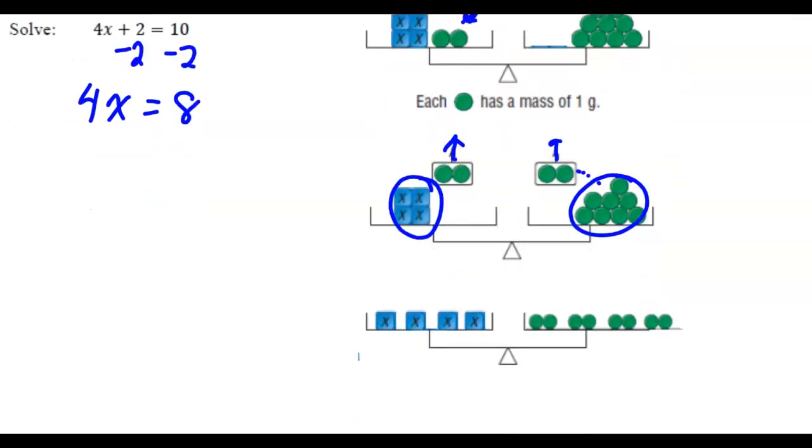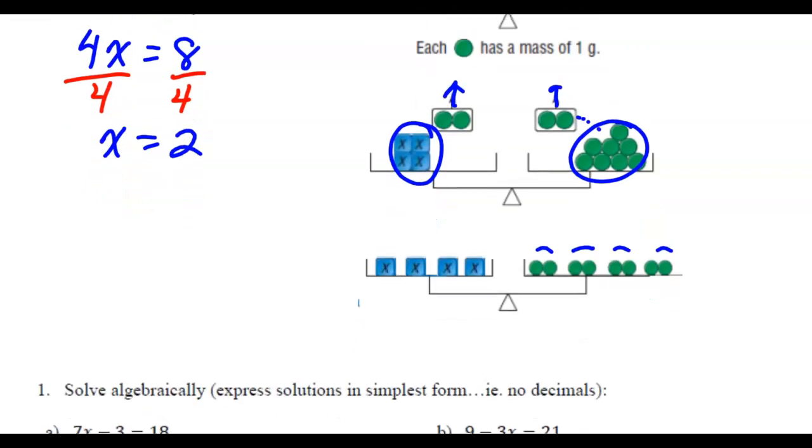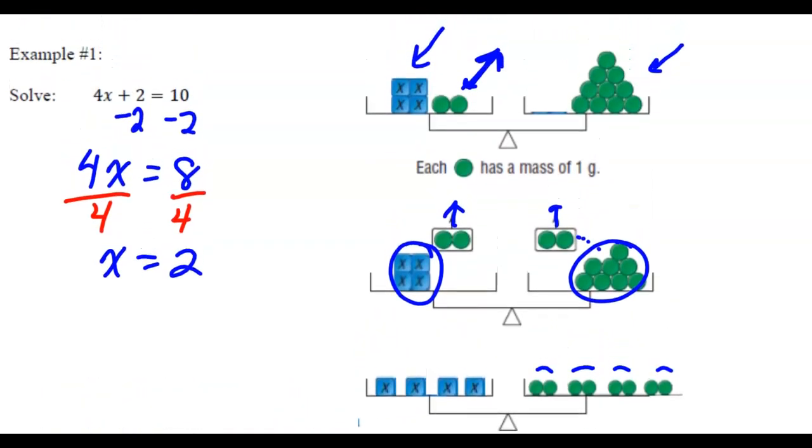And now we want to divide the 8 into 4 groups. So you can see in the diagram there's 4 groups, 4 x boxes, and so each group, each x is 2. And so what we're doing in the equation is dividing by 4. So x equals 2.